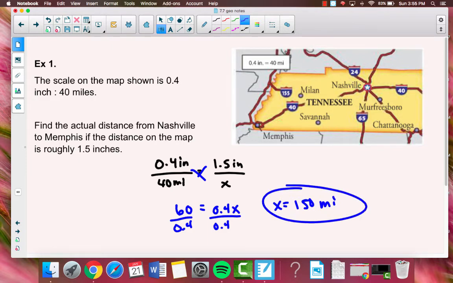All right, and that's it. So a couple problems like this on your homework shouldn't be too bad. Just make sure that you match up your units. So if you start with inches on the top, make sure you start with inches on the right, and so forth.